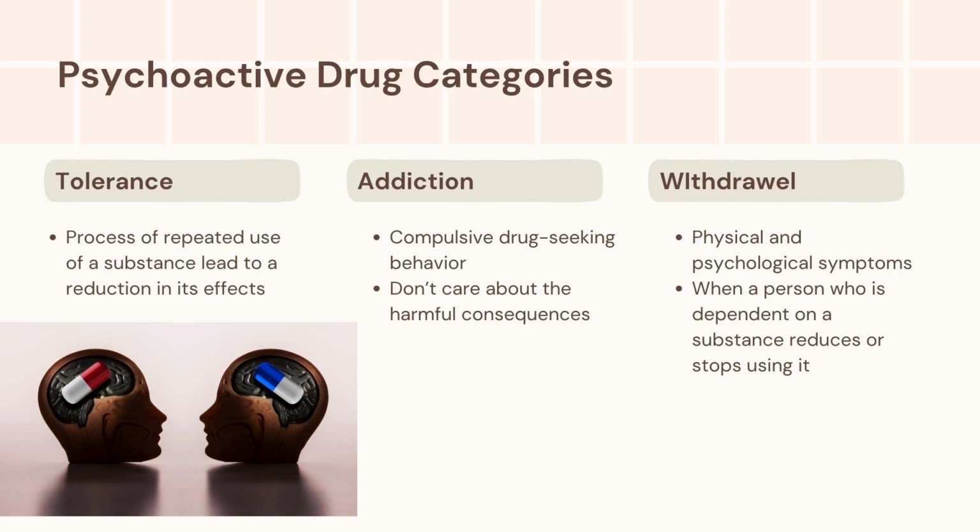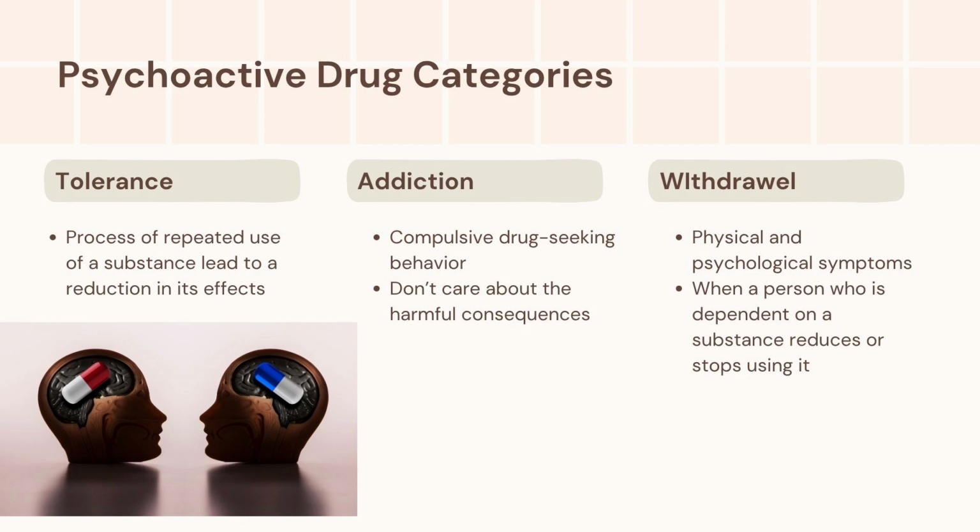The first one is tolerance. Tolerance is the process of repeated use of a substance leading to a reduction in its effect. In simple terms, for example, if you cannot fall asleep and you take a medicine that helps you fall asleep every single night, the effect of the medication will be reduced because your brain just gets used to it. For example, two months later you feel like the medication is not working for you anymore. That is because of tolerance.